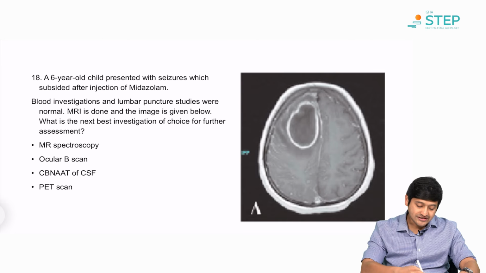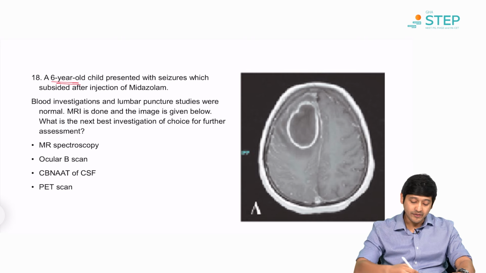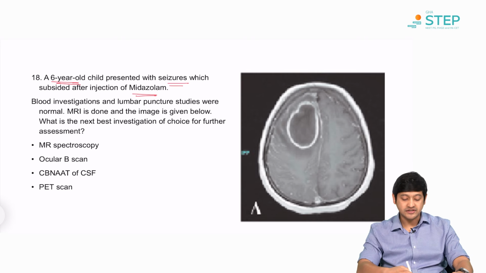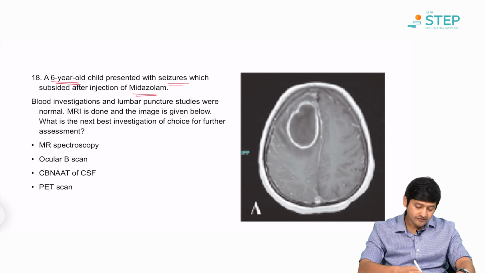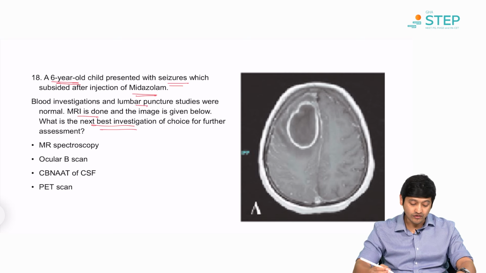Next up, we have a 6-year-old child. Now this 6-year-old child had seizures. Midazolam was given and the seizures subsided. All right. Some blood investigations and a lumbar puncture were done. An MRI is done next. They are asking you for your next best investigation or your investigation of choice.